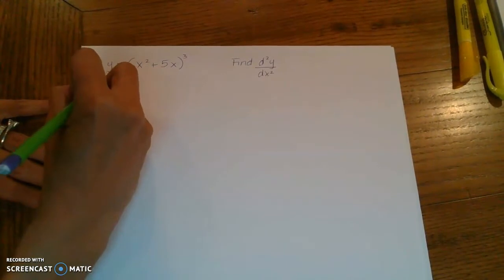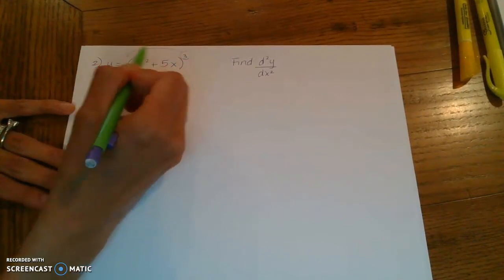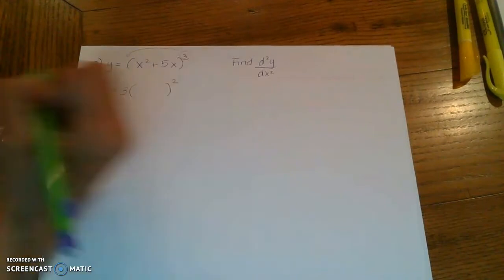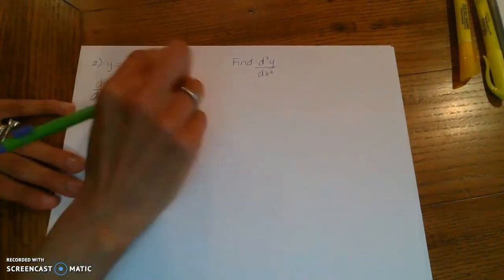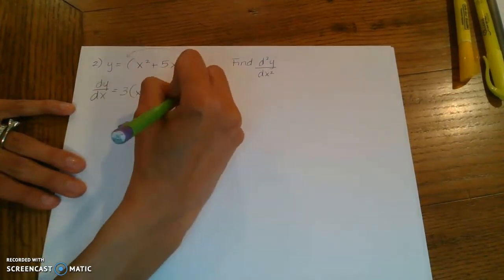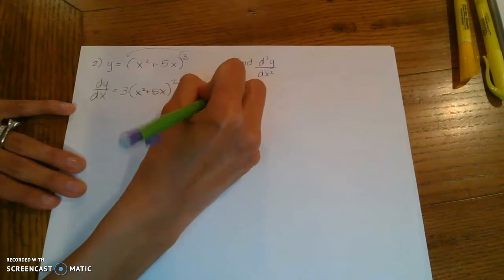So I go to take the derivative, dy dx, and the chain rule is the derivative of the outside. So the 3 comes in front. I drop this down by 1. I rewrite what's in here, and then don't forget the derivative of the inside. Well, the derivative of the inside is 2x plus 5.